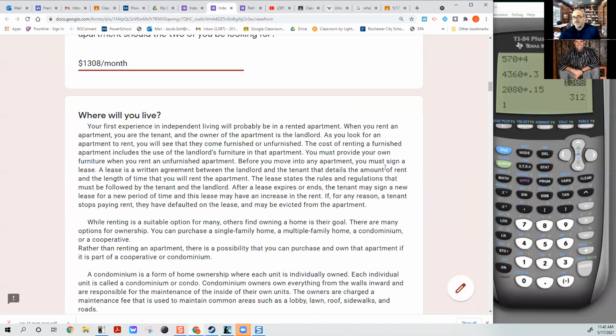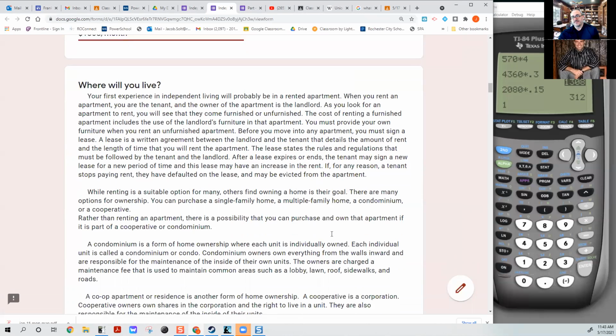Before you move into any apartment, you must sign a lease. A lease is a written agreement between the landlord and the tenant that details the amount of rent and the length of time that you will rent the apartment. The lease states that the rules and regulations must be followed by the tenant and the landlord. After a lease expires or ends, the tenant may sign a new lease for a new period of time, and that lease may have an increase in the rent. If for any reason a tenant stops paying rent, they have defaulted on the lease, the contract, and may be evicted, thrown out from the apartment.